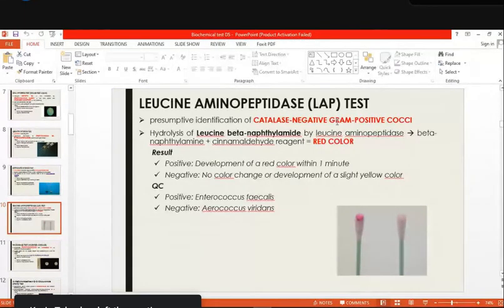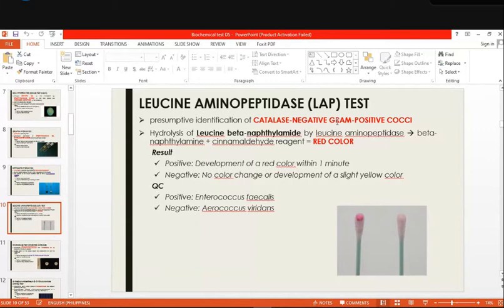So that the enzyme leucine aminopeptidase now hydrolyzes the substrate, resulting in the production of beta-naphthylamine, which upon the addition of your para-dimethylaminocinnamaldehyde reagent forms a highly visible red color. Yung mga reagents na yan, kailangan ninyo lahat i-memorize yan, gaano man sila kahaba.